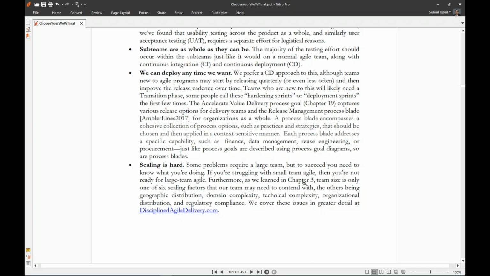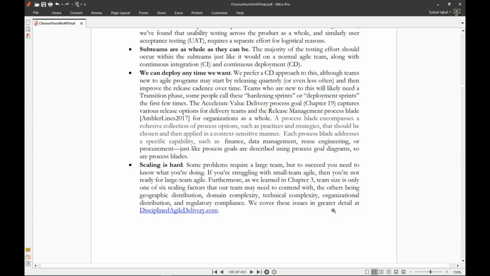The Accelerated Value Delivery process goal, chapter 19, captures various release options for delivery teams and the Release Management process blade for organizations as a whole. Our process blade encompasses a cohesive collection of process options such as practices and strategies that should be chosen and then applied in a context-sensitive manner. Each process blade addresses a specific capability such as finance, data management, reuse engineering, or procurement. Just like process goals are described using process goal diagrams, so are process blades.